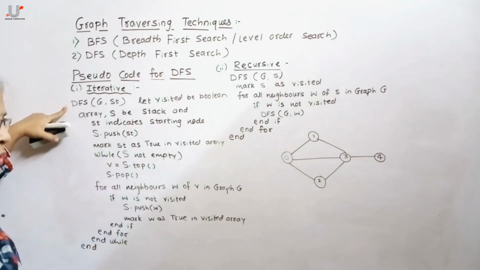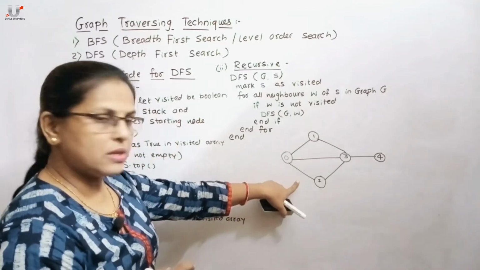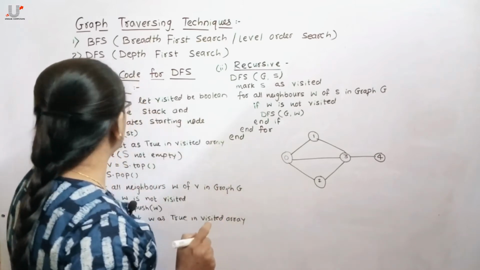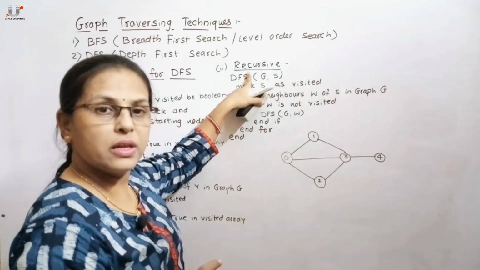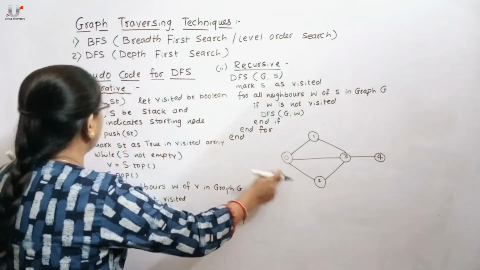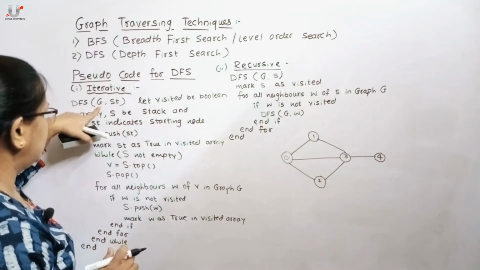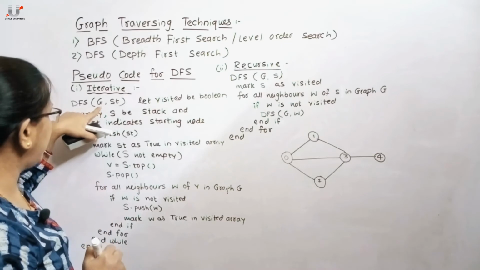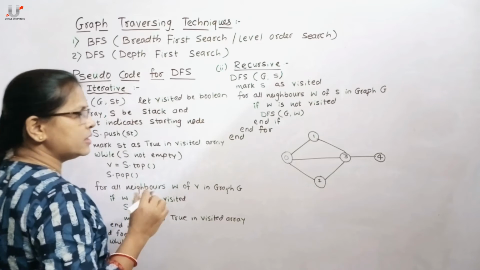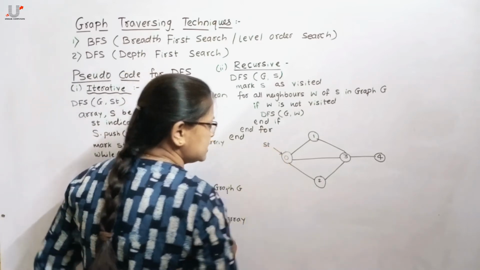Now we trace the same graph using this pseudocode, as we traverse the graph in DFS in two ways: one using the iterative way and the next one using the recursive approach. So first we traverse this graph using the iterative method. Here DFS accepts two input parameters: G is nothing but the graph itself, and ST indicates the starting node. Here we consider the starting node as 0.